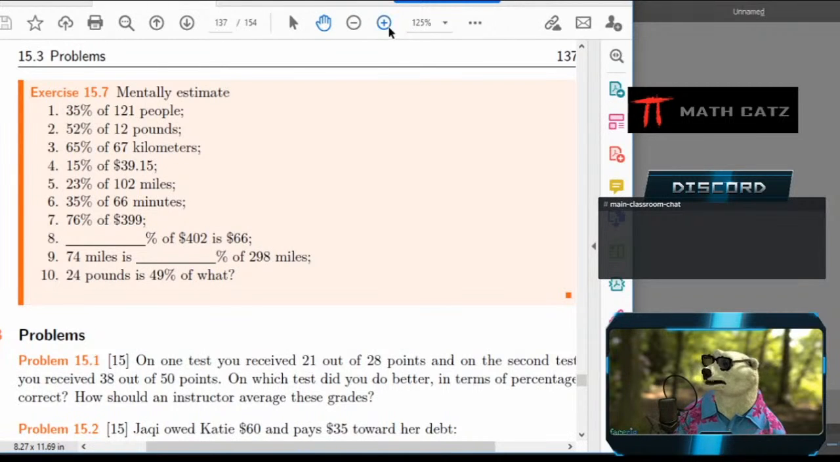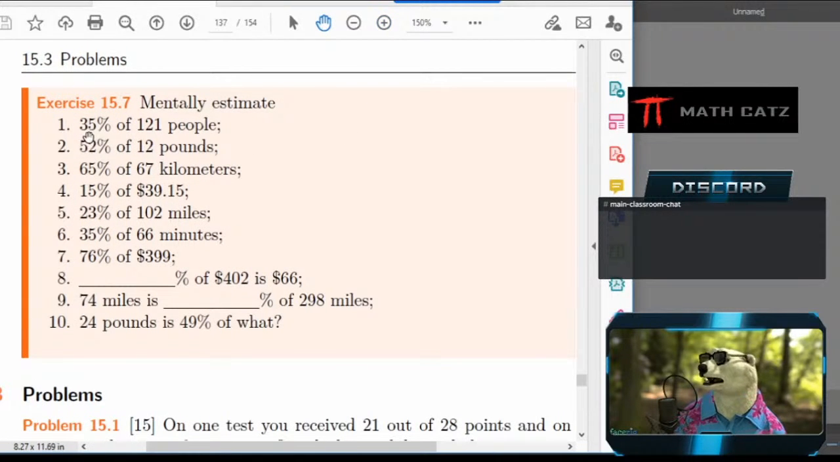So if I look at the first one, let me zoom in a little bit. If I have a 35% of 120 people, I could say, okay, well, that's very close to 33.3%, which is going to be a third. So my answer is going to be a little bit more than a third. So all I have to do is divide this by 3, and that division doesn't have to be perfect either. I get around 40. So it's very often an answer of, oh, it's a little more than 40 is more than sufficient for immediate practical purposes.